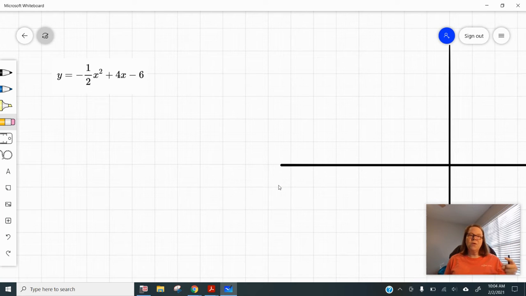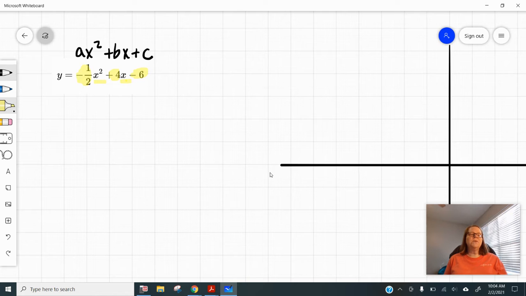Let's look at graphing a quadratic that's in standard form. The key here is that we see it's in standard form because we know standard form is just ax squared plus bx plus c. So that's what we have here. We have our a term in front of the x squared, we have our b term in front of the x, and then we have our c term.